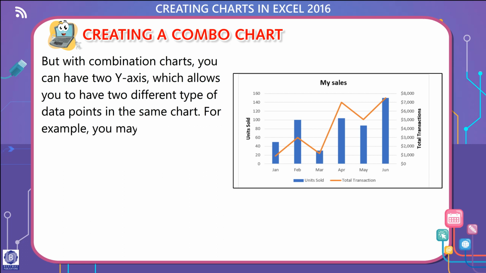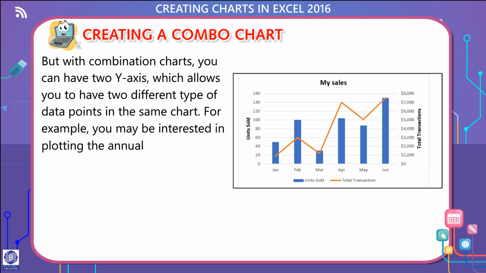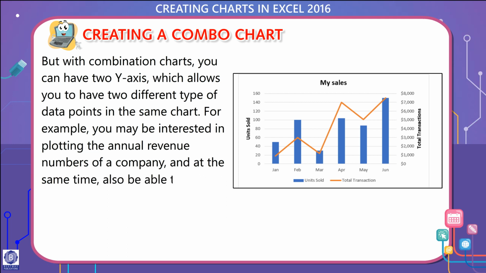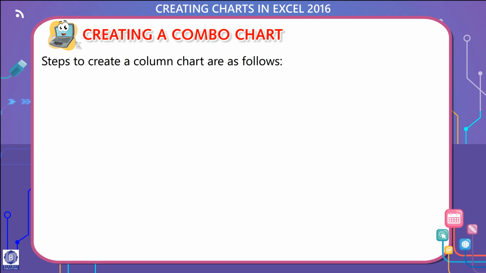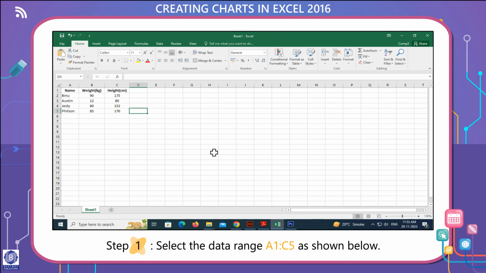For example, you may be interested in plotting the annual revenue numbers of a company and at the same time also be able to show how the profit margin has changed. Steps to create a column chart are as follows. Step 1. Select the data range A1 to C5 as shown below.